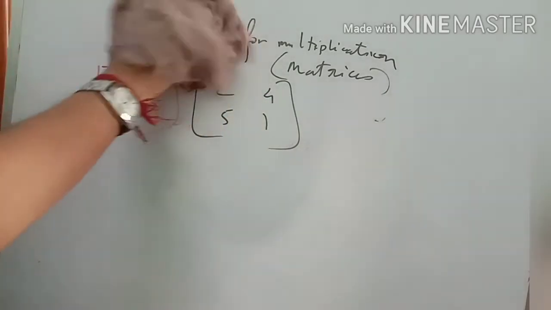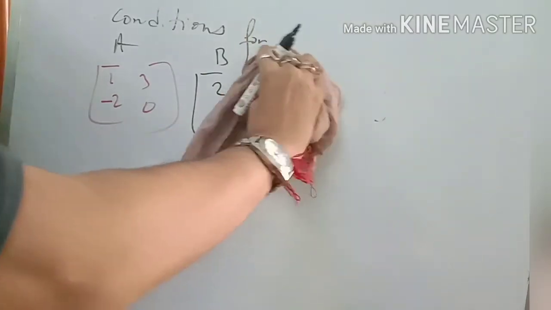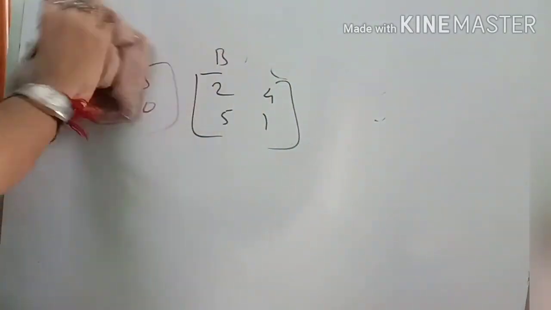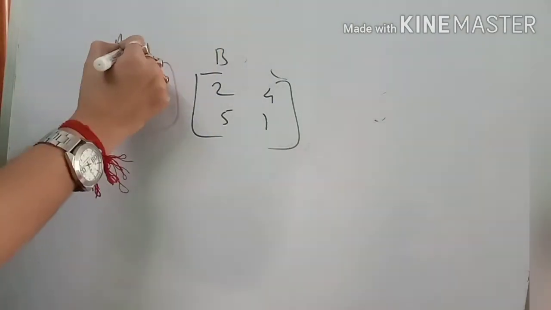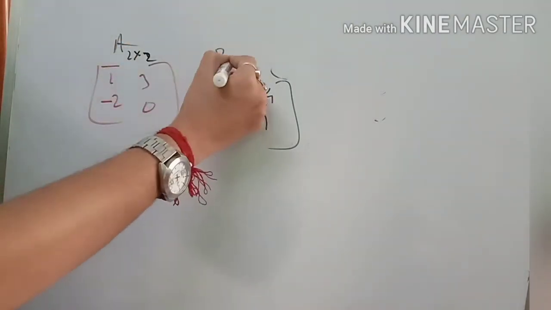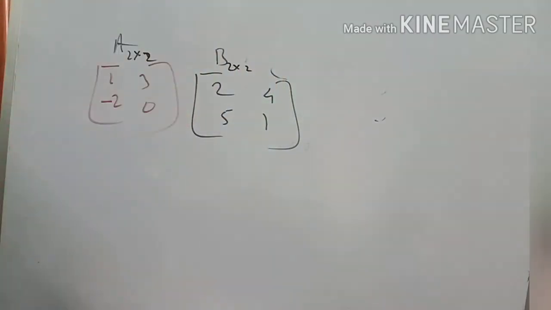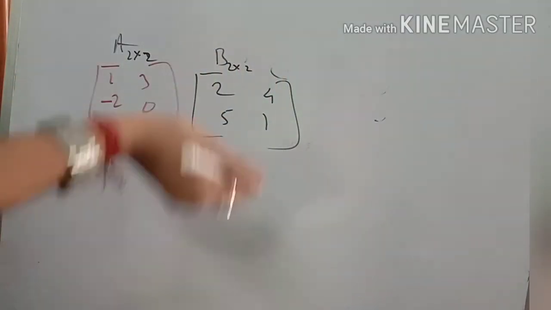I'm erasing this portion also, just taking a bit of space here. We need to multiply. A is 2 cross 2, and B is also 2 cross 2. So multiplication is absolutely possible. Fine. Let us do the multiplication.